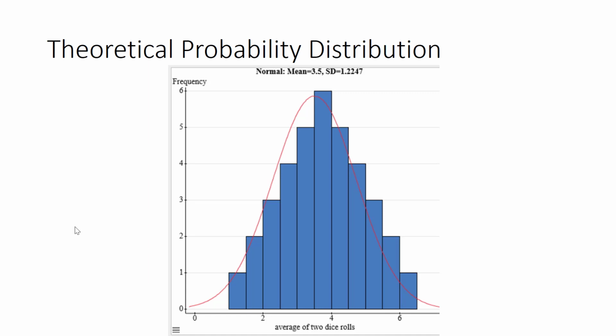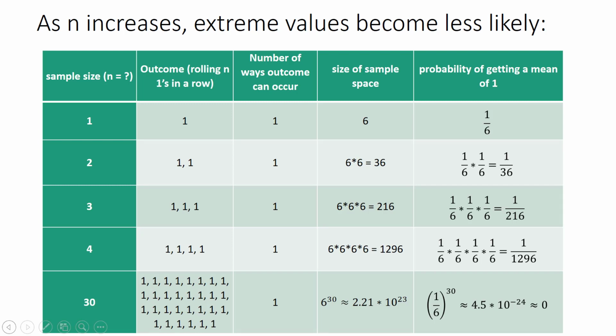So just by looking at n equals 2 in this particular example, we can see how by taking averages, our extreme values, for example, rolling a 1 or a 6, become less likely, and our central values, maybe rolling averages that are between 3 and 4, are much more likely. So let's look at what happens when n increases beyond 2.